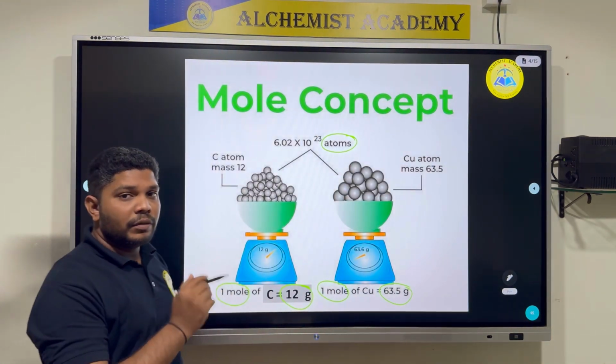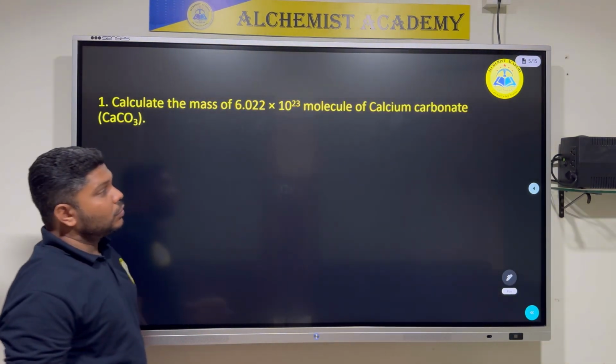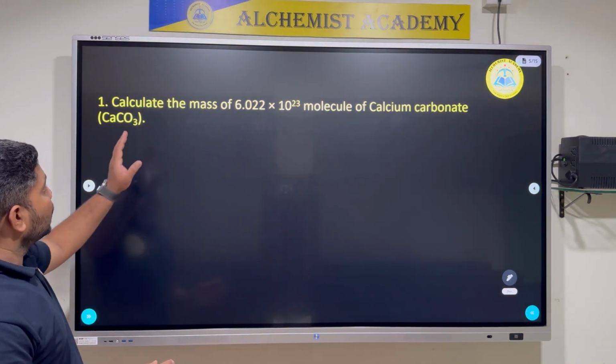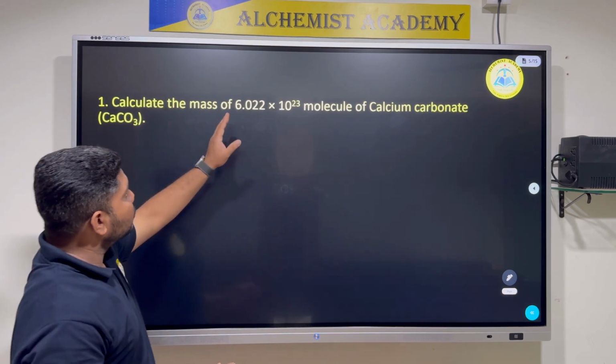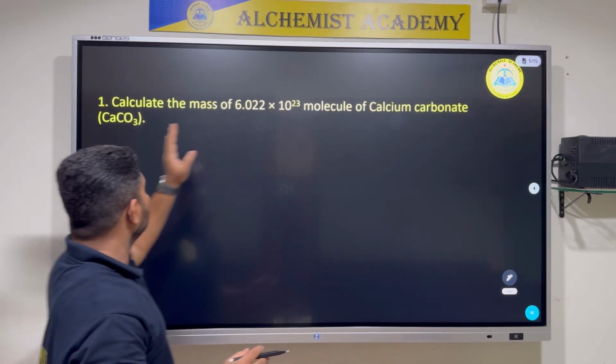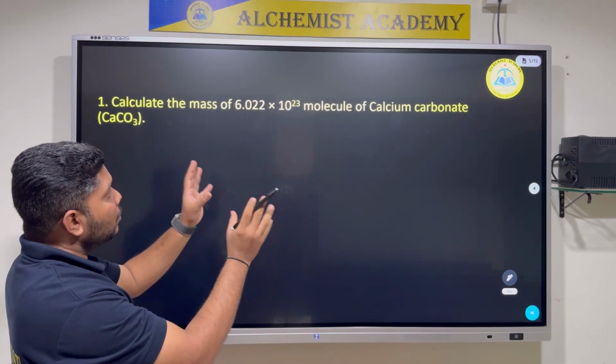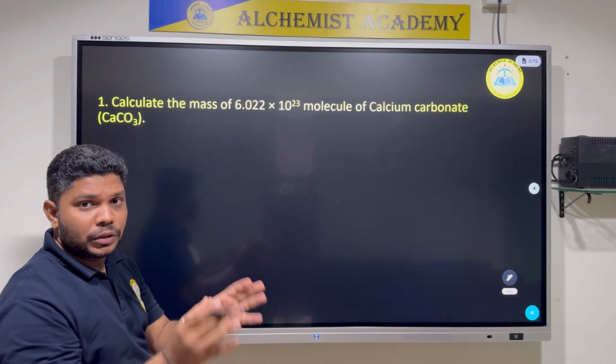Okay. So next we will see with the problems. Okay. So we will see some problems now. Now here, calculate the mass of 6.022 into 10 raised to 23 molecules of calcium carbonate.